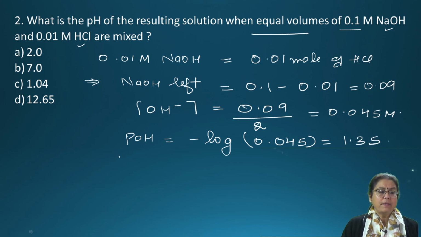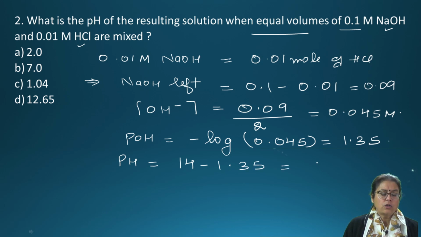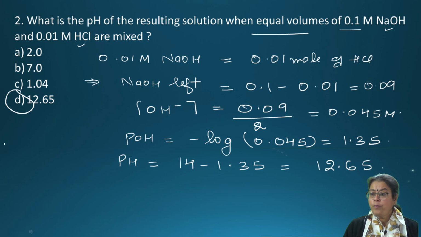So what is the pH now? pH that will be equal to 14 minus 1.35, which is equal to 12.65. ठीक है. So यहाँ पे जो आंसर आपके पास आ गया, जो pH resulting solution का होगा, that is going to be D. ठीक है. I hope it is understood.